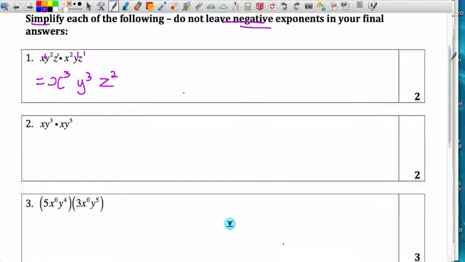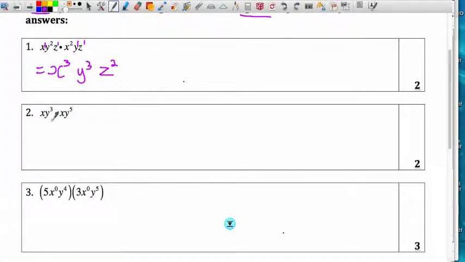Okay, exactly the same procedure on the second question. And so I have x to the power of 1 and 1 is 2, y to the power of 3 and 5 is going to give me 8.